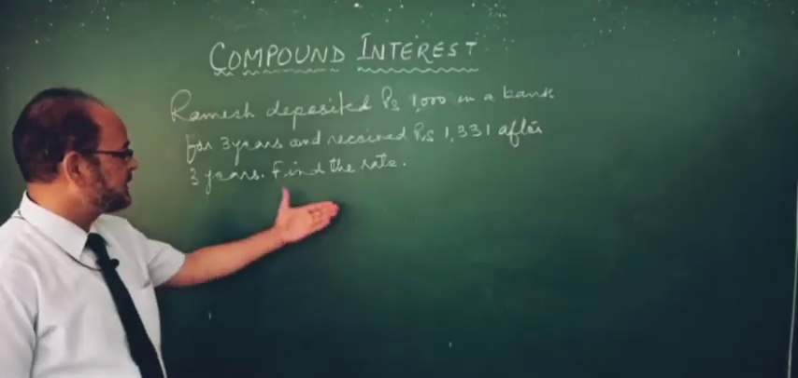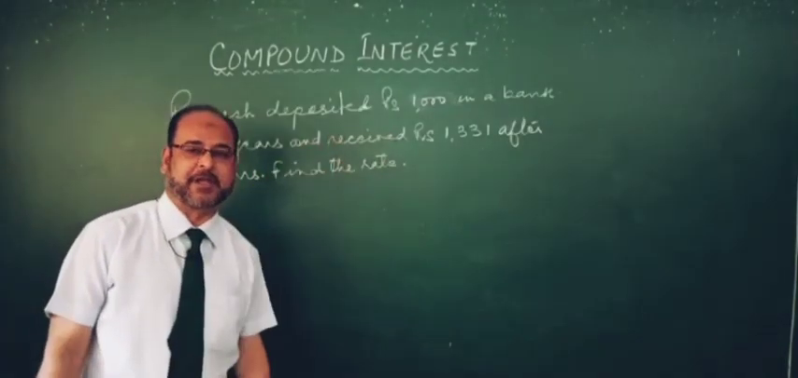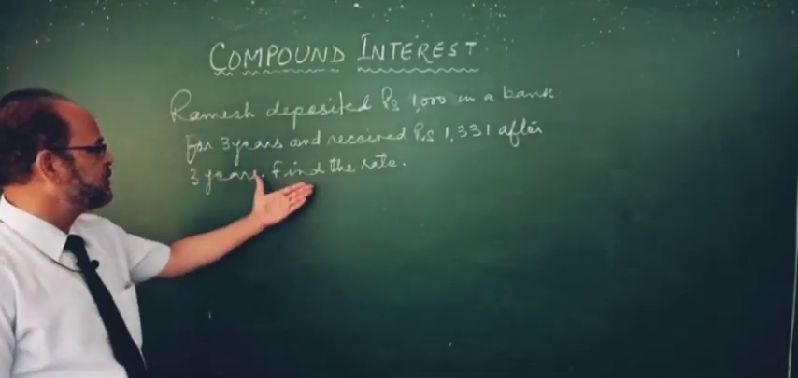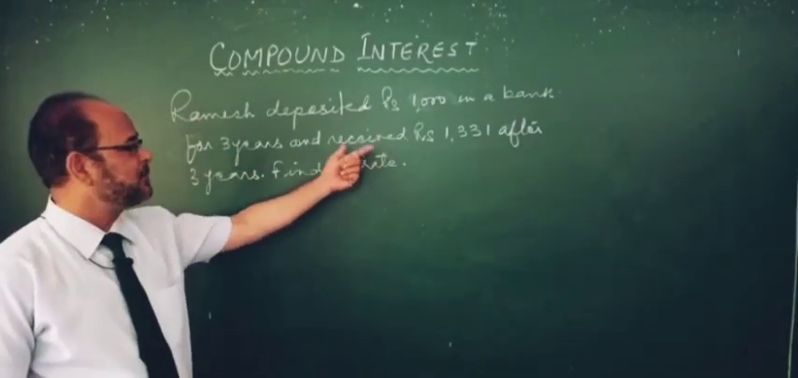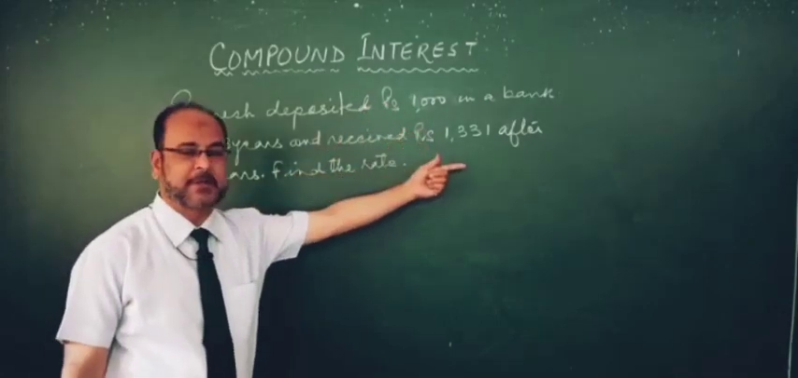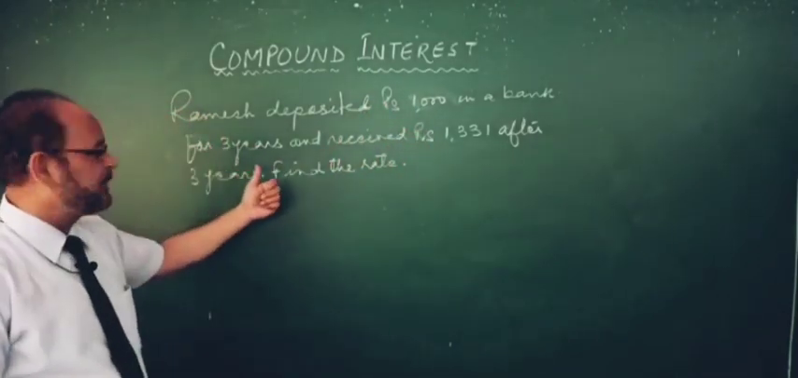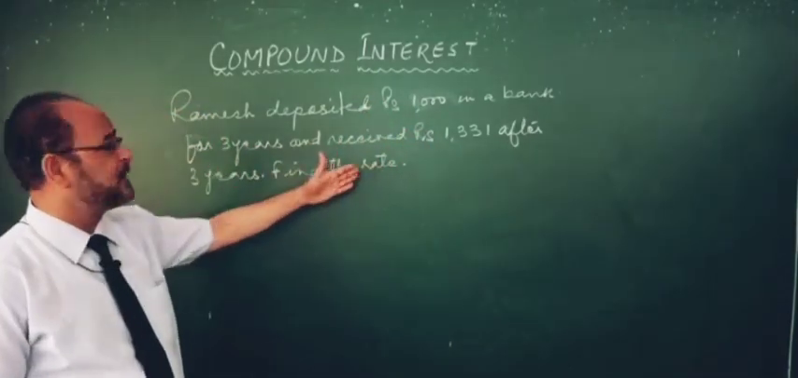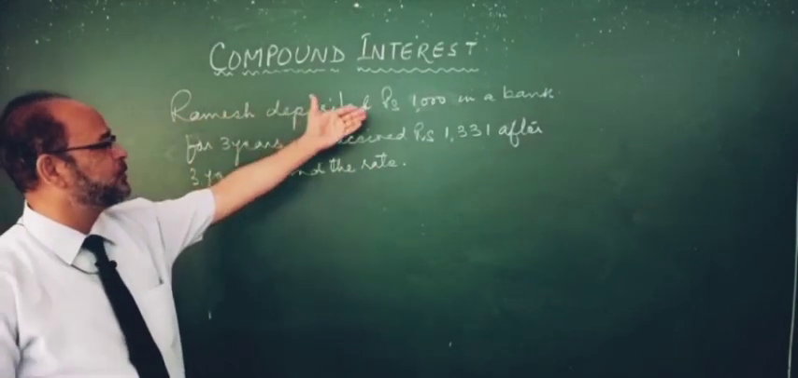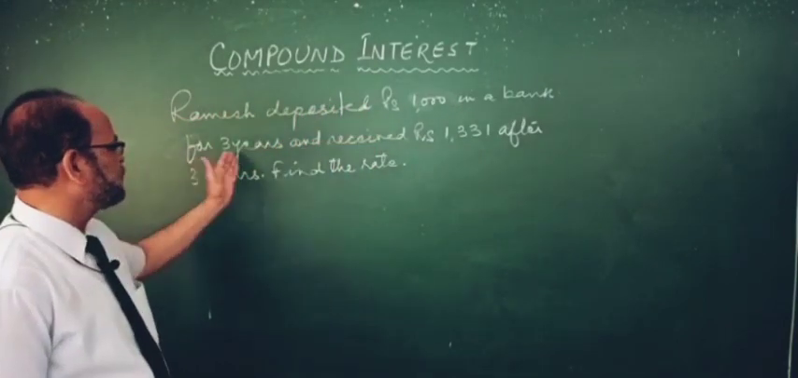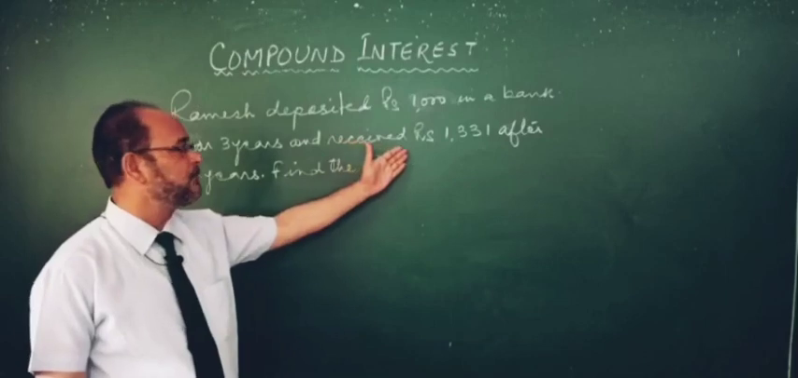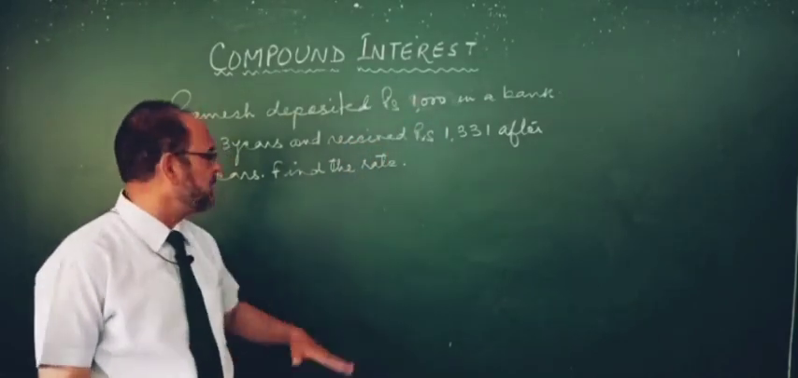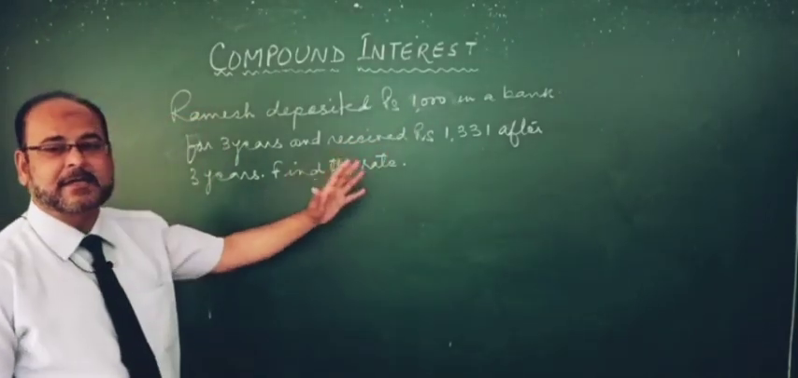Children, now this is the next example which I have taken. In this question you have to find the rate. The principal is given, the amount is given and the time is given. Our job is to find the rate. The question is, Ramesh deposited rupees 1,000 in a bank for 3 years and received 1,331 after 3 years. Find the rate.